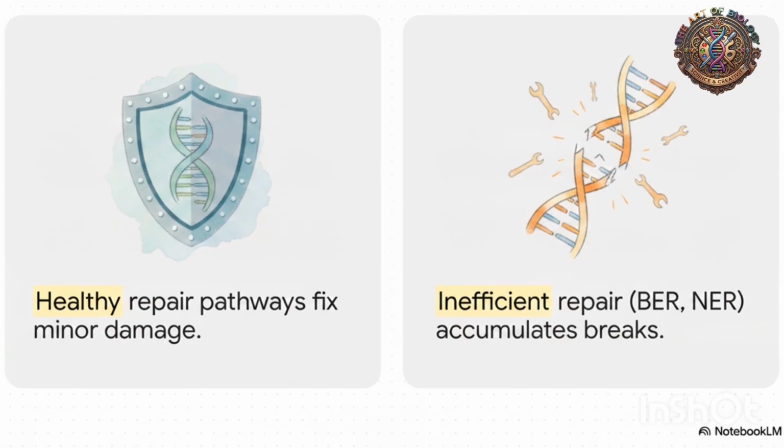Normally, our bodies have healthy repair pathways to fix minor damage. But under acute liver dysfunction, our cellular maintenance crews, specifically the DNA repair enzymes for pathways like BER and NER, are significantly decreased. So you've got this aggressive attack happening at the exact moment the very enzymes needed to fix it are just thrown offline. The result? A massive accumulation of unrepaired breaks.